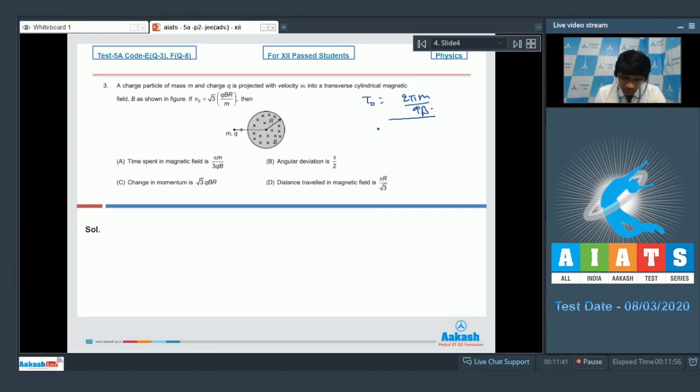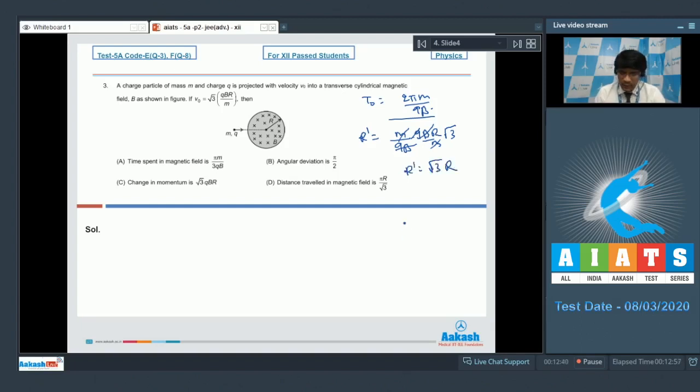Okay, so here the velocity was to be how much? qBR by m into root 3. So the radius of curvature, I would say R dash, will be mv by qB. So it is m divided by qB, and v was given to be qBR divided by m into root 3. So qB will cancel out, and R dash will become root 3 into R.